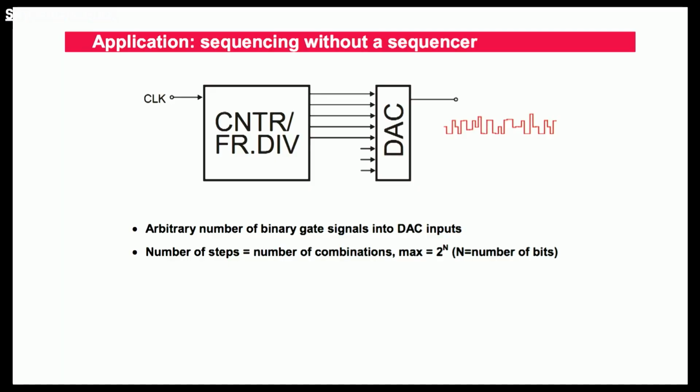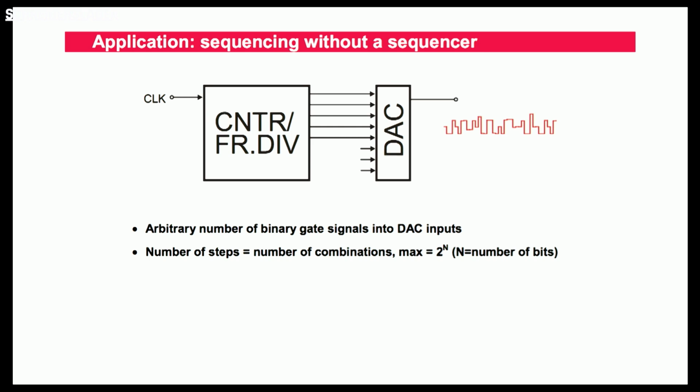You can use the DAC, the digital to analog converter, the right side of Drezno, for generating sequences from gates. For example, you can use some outputs from a frequency divider or from various sources.